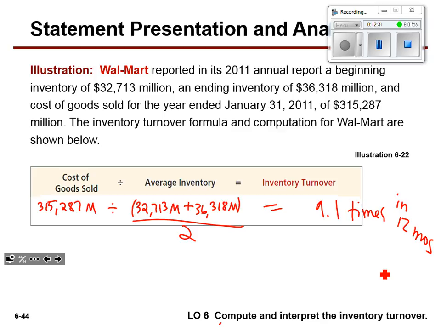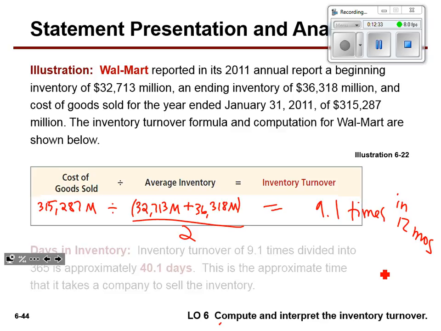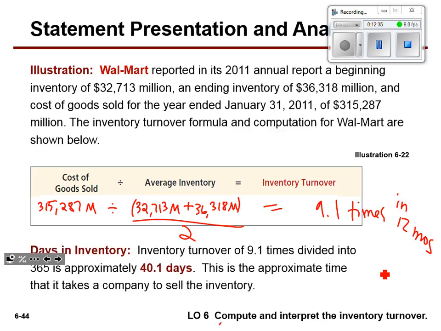Then we want to roll into the next one, days in inventory. So we're going to take 365 divided by 9.1. This to me makes a little bit more sense.